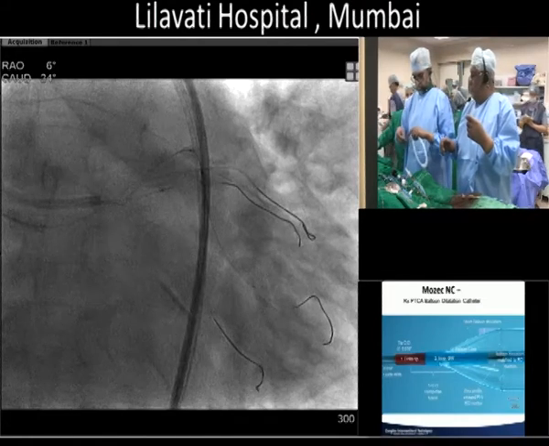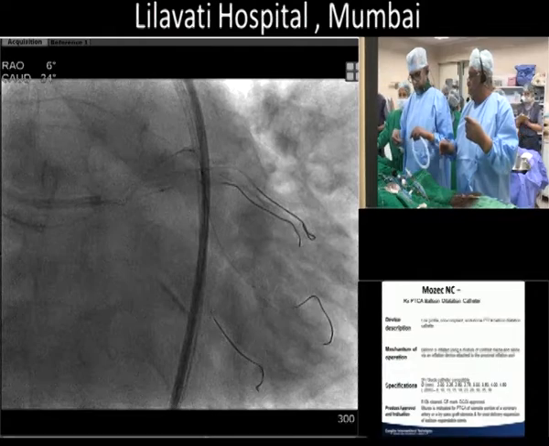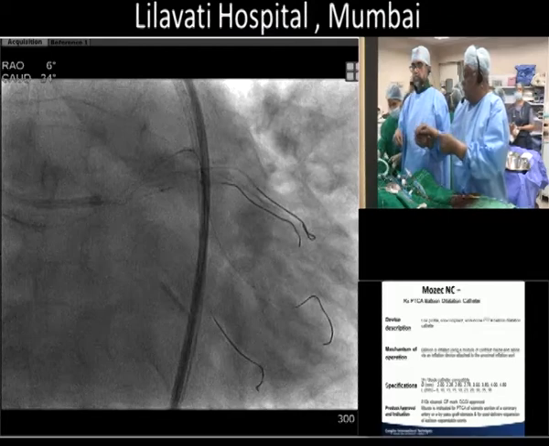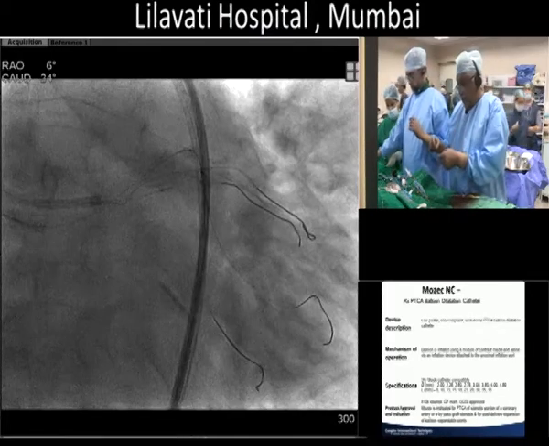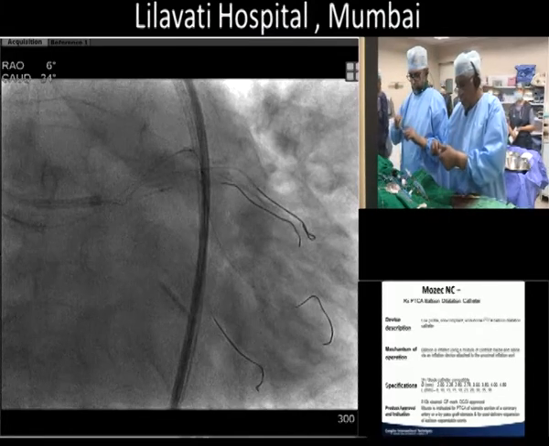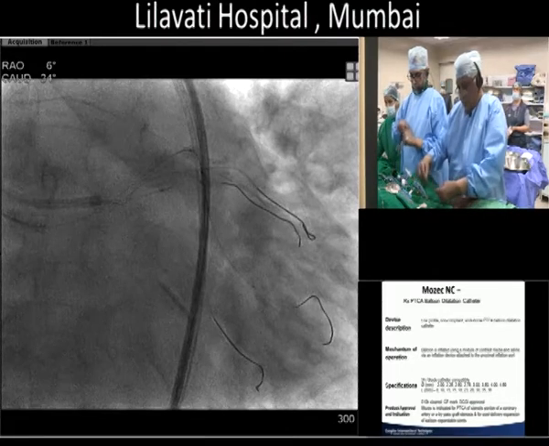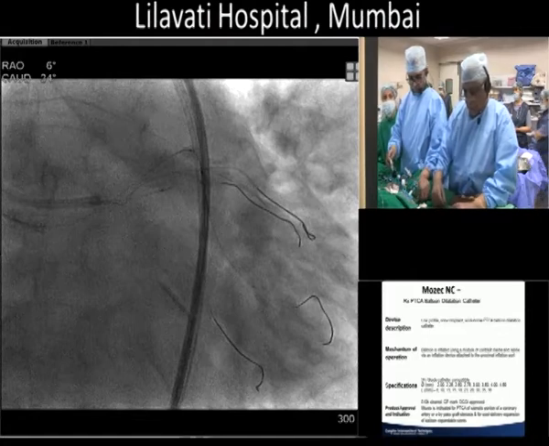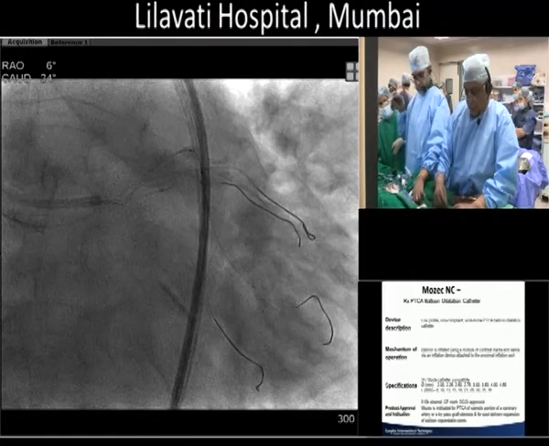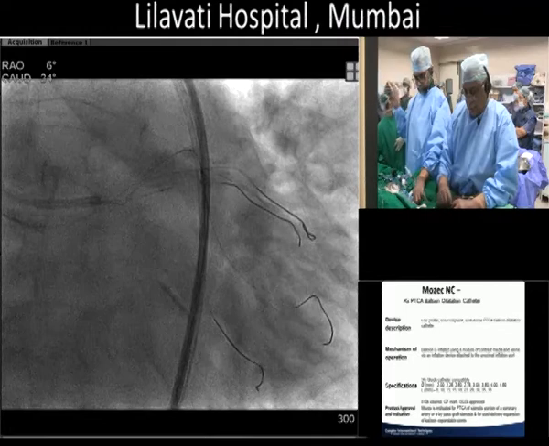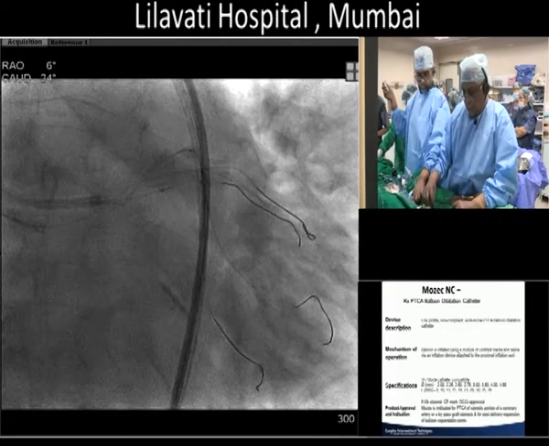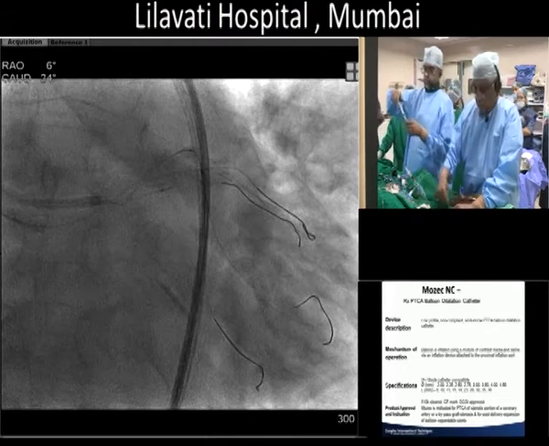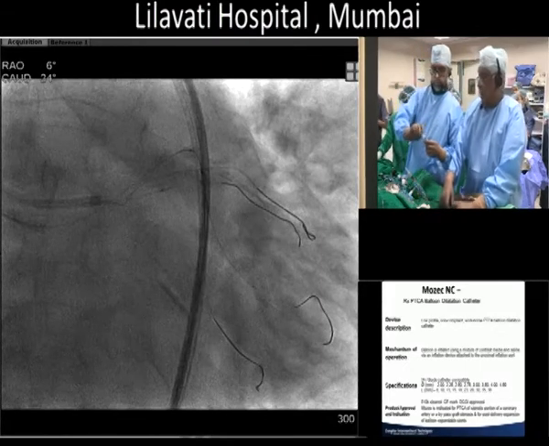So are you going to place a balloon in the LAD as well, Dr. Mathew, or no? I would like to keep it because I don't want any compromise on the LAD. Okay, so he's going to have access to the LAD while he deploys this circ stent, and also has access to his ramus with a wire and a balloon. What anticoagulation are you using, Dr. Mathew? I assume you're using unfractionated heparin? Yeah.